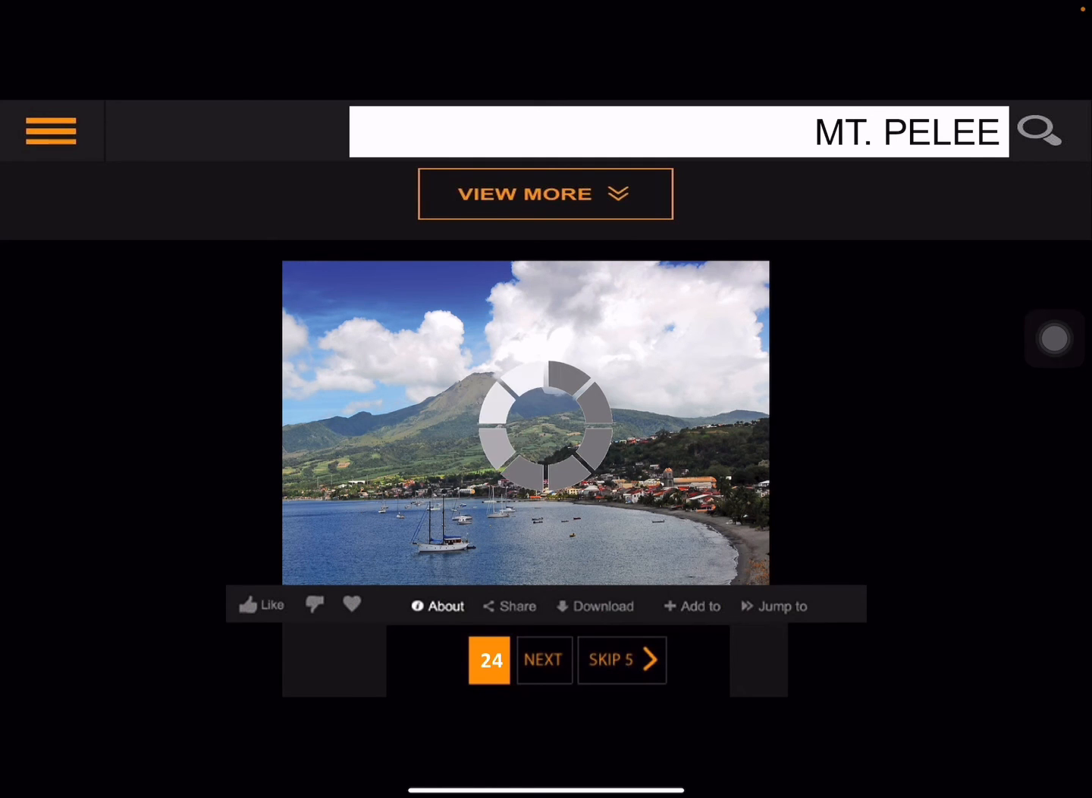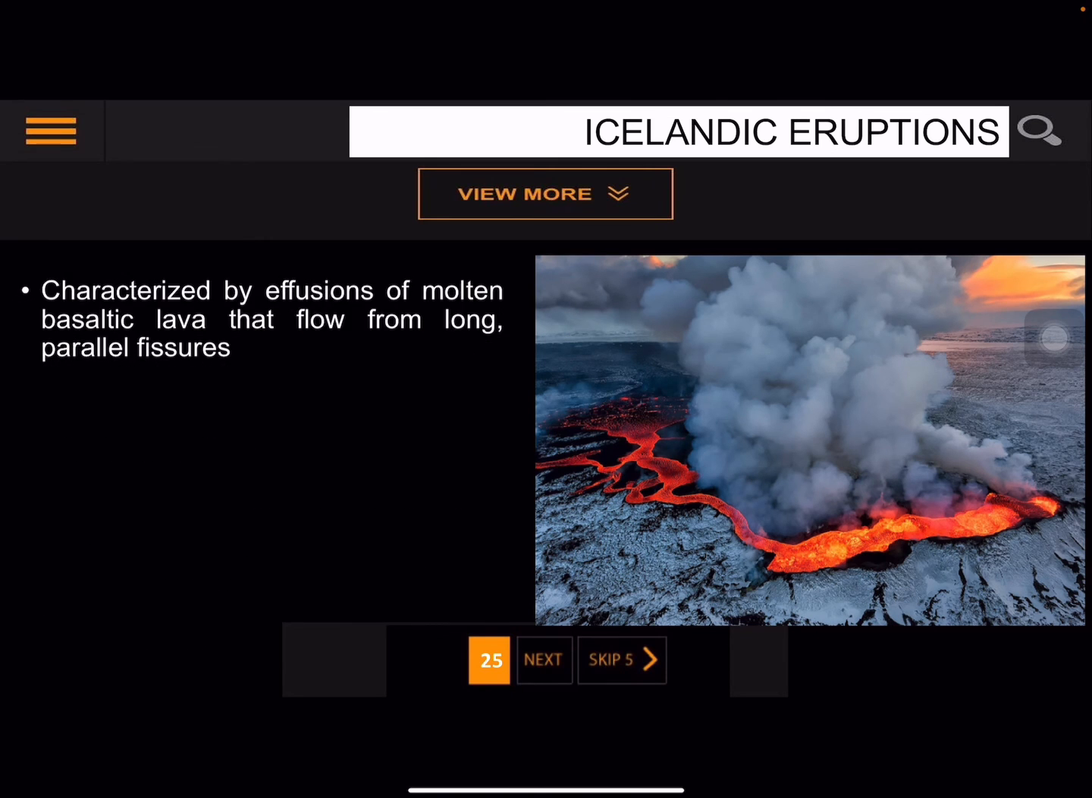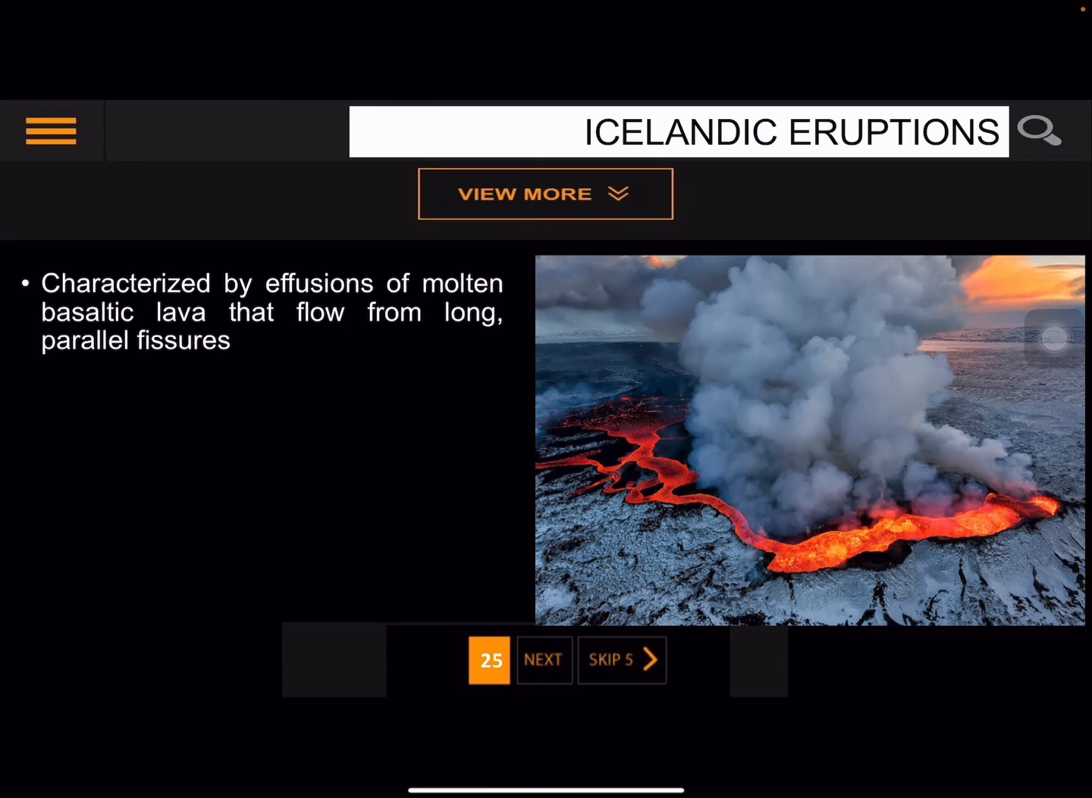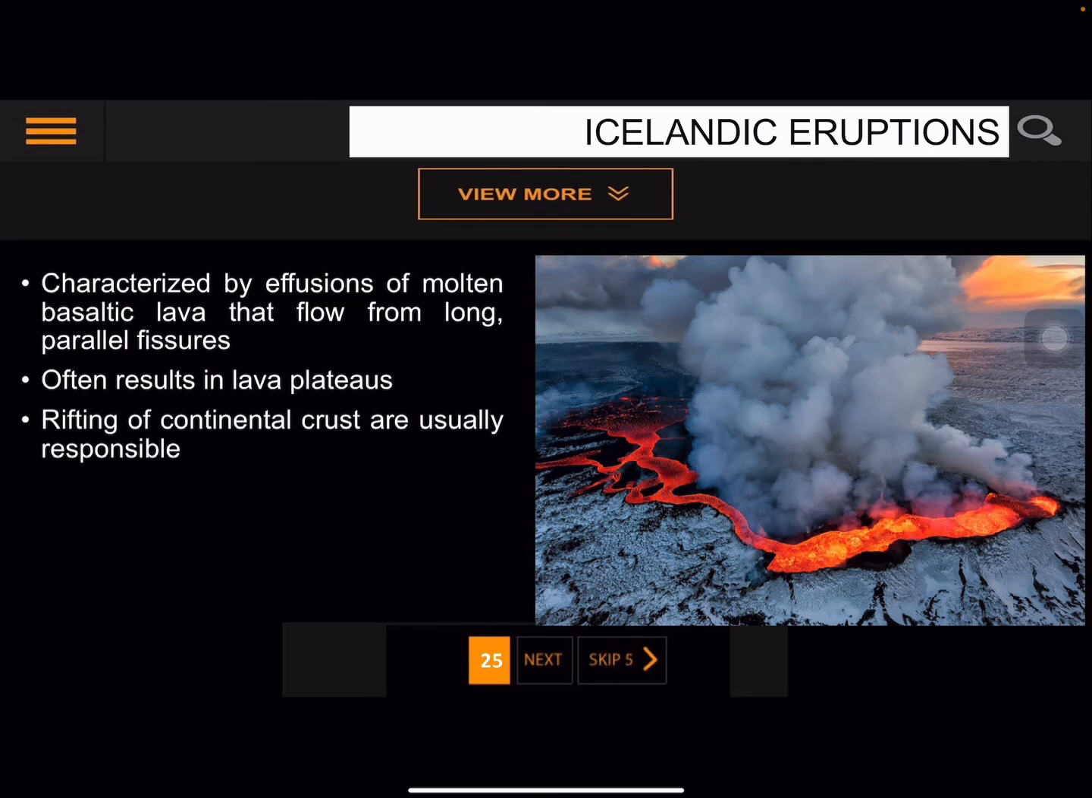Mount Pelée. Icelandic eruptions. An effusion eruption which results in streams of molten basaltic lava that flow from long parallel fissures. Icelandic eruptions often build lava plateaus, which form when large amounts of fluid flow over an extensive area. Rifting of continental crusts are usually responsible, as the crust thins and allows the magma from the mantle to erupt over an extensive area of fissures. Named after the island of Iceland, which owes its existence to a large volcanic hotspot sitting on a mid-ocean ridge, resulting in over 130 volcanoes.